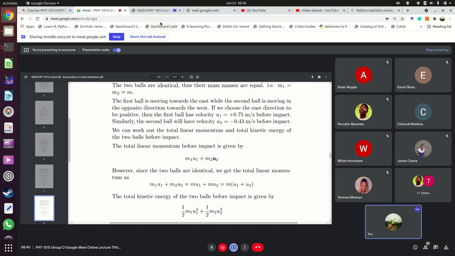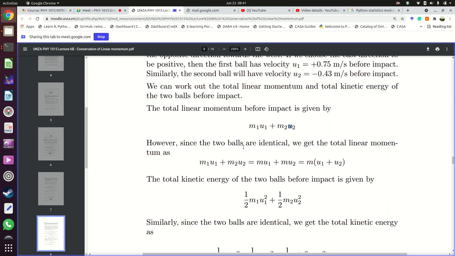However, we know that these balls are identical. So therefore, this whole expression of the total linear momentum before impact can be simplified. Instead of writing M1, we're just going to write M, which is the mass of the balls, M multiplied by U1 plus M multiplied by U2, and we factor out the M, we end up with M open bracket U1, which is the velocity of the first ball, plus U2, which is the velocity of the second ball, like this. So this is the total linear momentum before impact. Here. M open bracket U1 plus U2. This one here.